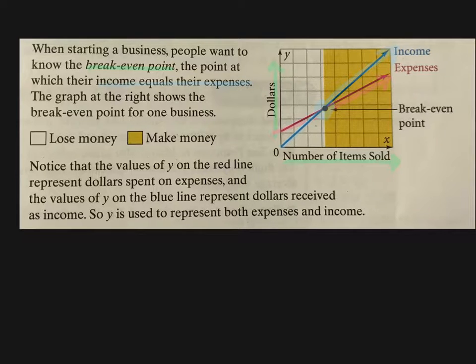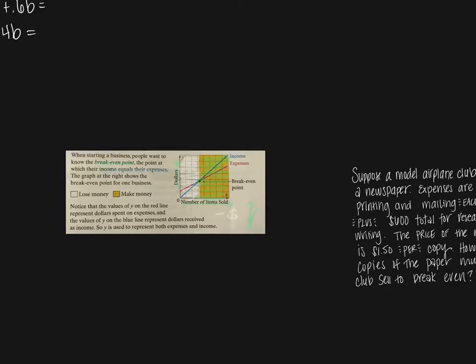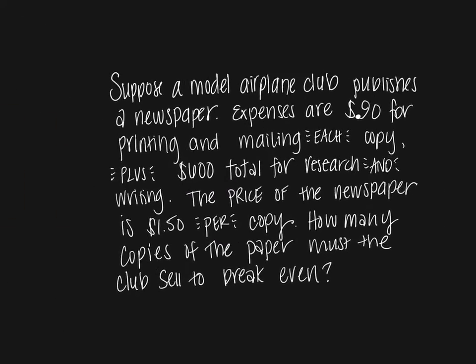So everything over here, in this direction of my break-even point, I'm losing money. I've got negative money. I'm spending more than I'm bringing in. Over here on this side of my break-even point, everything is profit. Okay, so if I'm asking you to find the break-even point, it's the point at which my two lines intersect, and it means everything after that is profit. Okay, let's look at a situation where you're asked to find it.